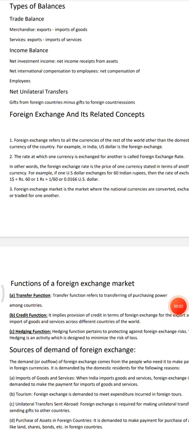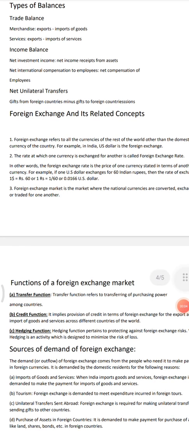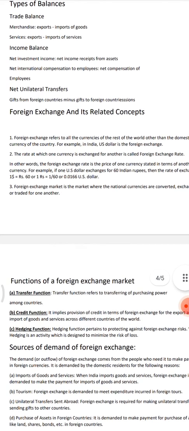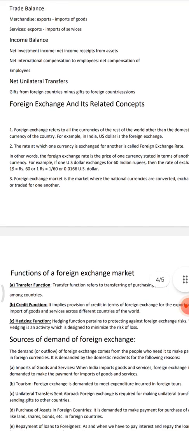Hello guys, this is our fourth lecture of the unit Balance of Payments Macroeconomics, and in this we are going to study foreign exchange and its related components. If you didn't go through the previous three videos, in which I taught the basics of this chapter, the definition, features, and difference between the balance of trade and balance of payments, you must check them out so that you will be clearer about the next lectures.